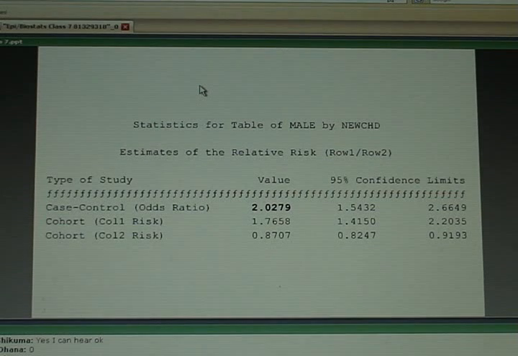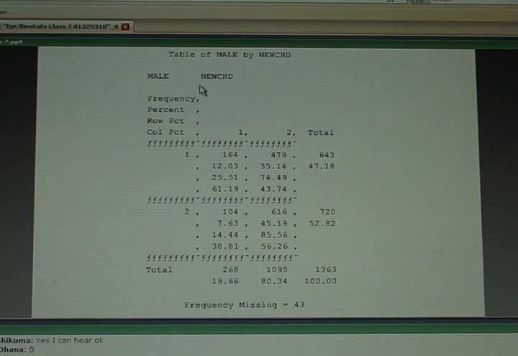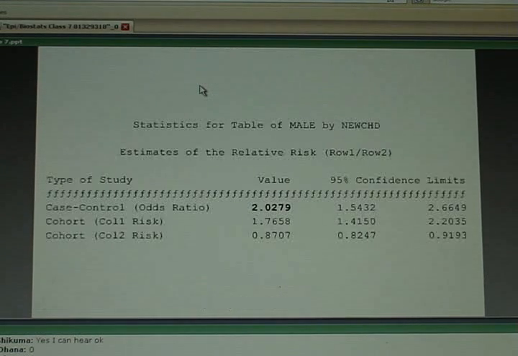The odds of getting disease if you're a male are twice that of the female. If I go back to the previous table, if I calculate the odds among the men, 164 divided by 469, divided by the odds among the women, 1/4 divided by 616, we get an odds ratio of 2. That's the crude, unadjusted result. What happens if I control for age?